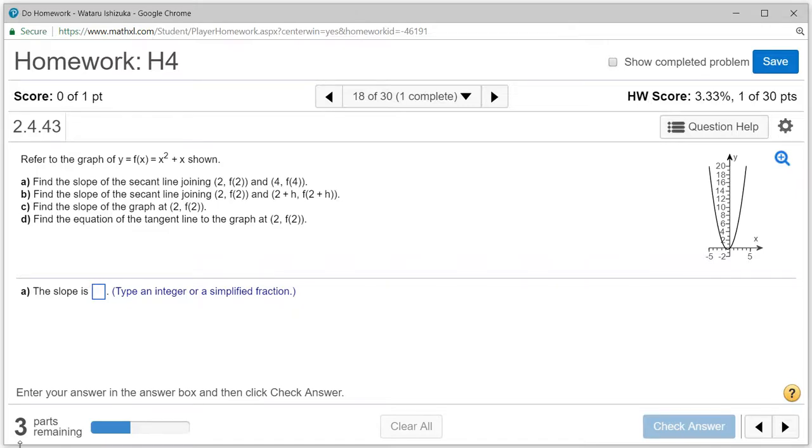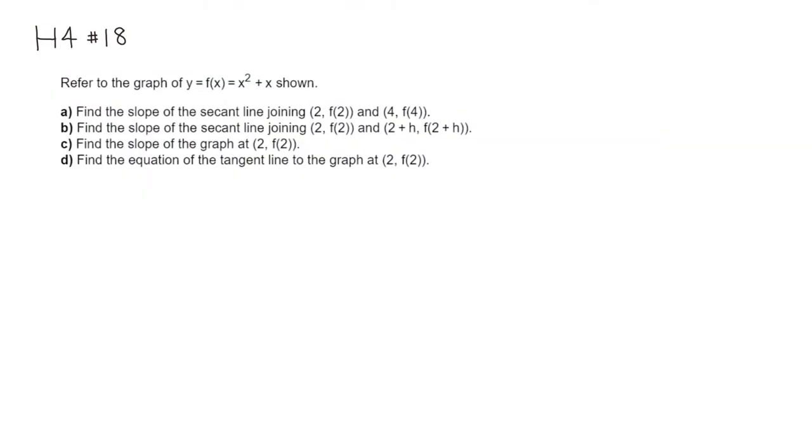All right, let's look at homework 4, problem number 18. Let's do this problem. We have a function f of x equals x squared plus x.